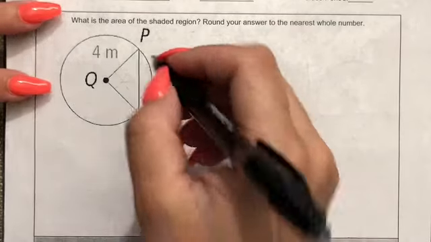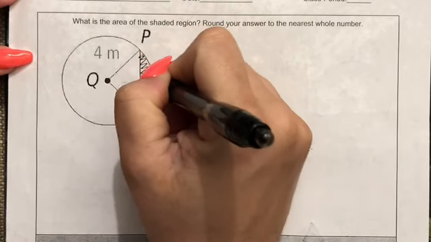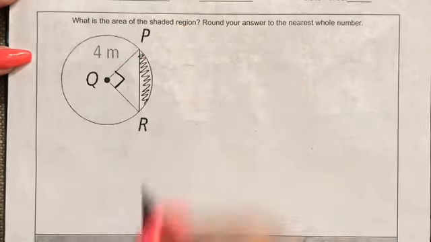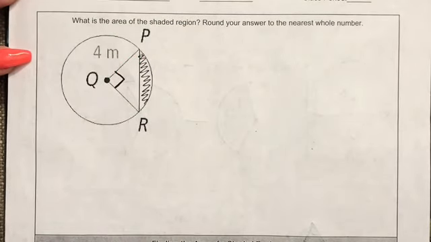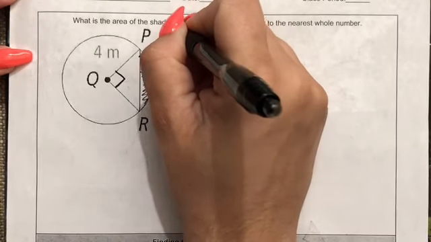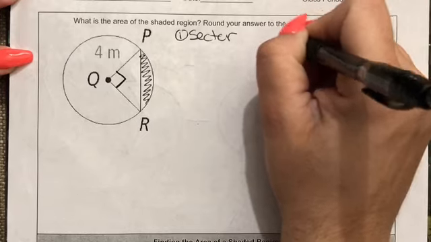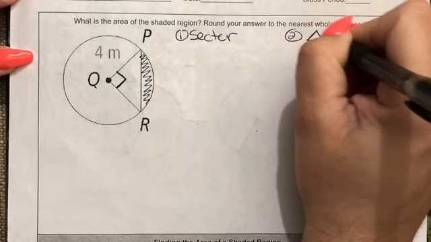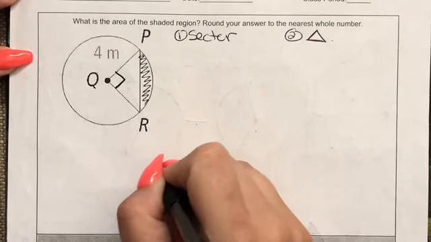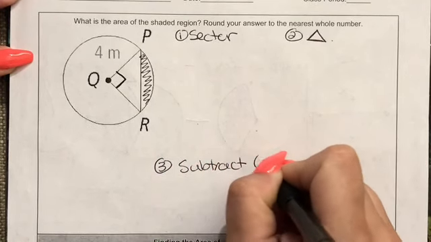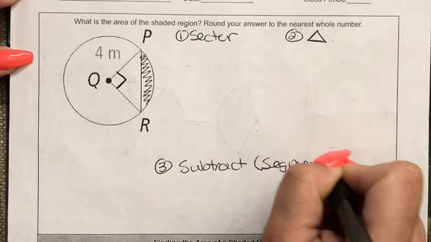In this problem, I'm also going to find the area of this segment. This angle is denoted by the right angle symbol, like you see here. So again, step 1, I'm going to find the area of the sector. Step 2, I'm going to find the area of the triangle. And step 3, I'm going to subtract both those answers to find just the segment that I'm looking for.